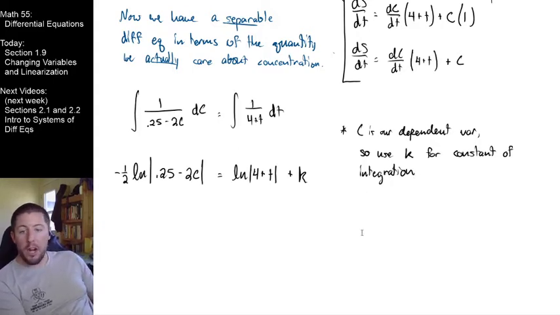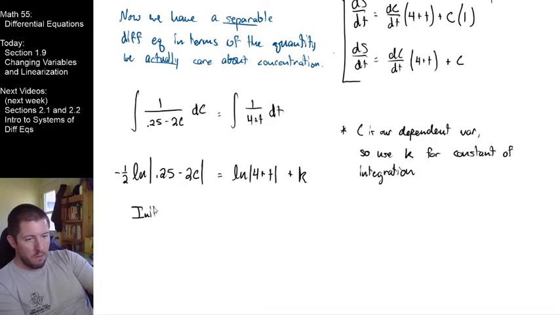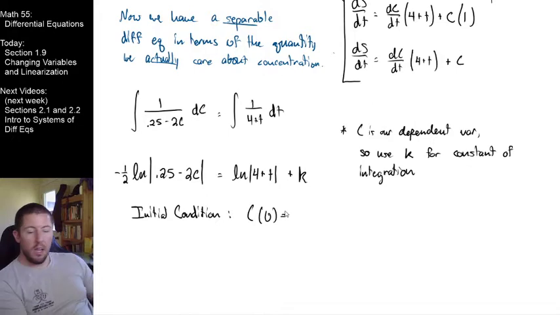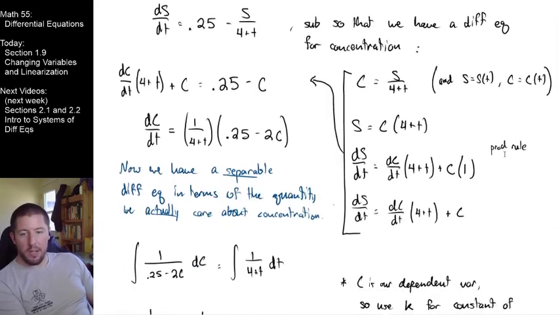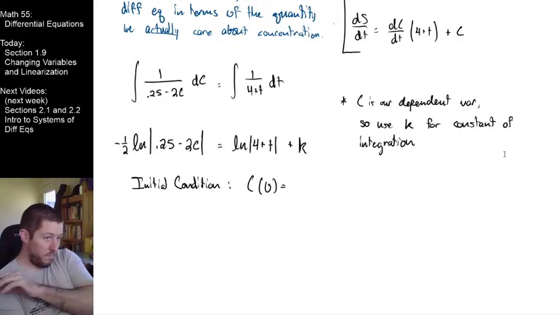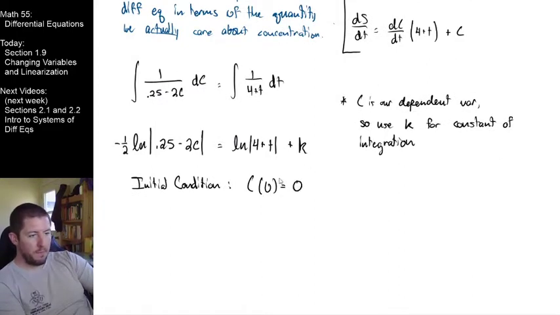So what I know is I'm looking to solve this differential equation for C and just evaluate it. But I also have an initial condition to help me solve for k. What was the concentration of sugar in the tank when we first started? Well, at time zero, there were 4 gallons of clean water. So the concentration was zero at time zero. Let's go ahead and apply that.